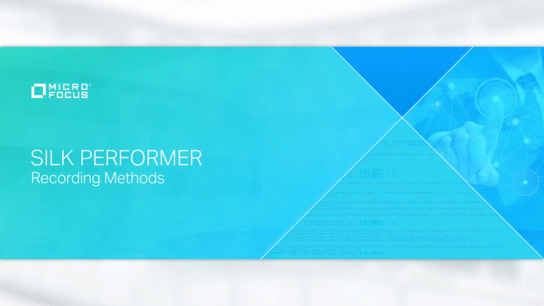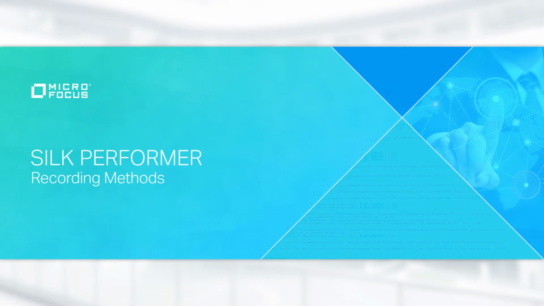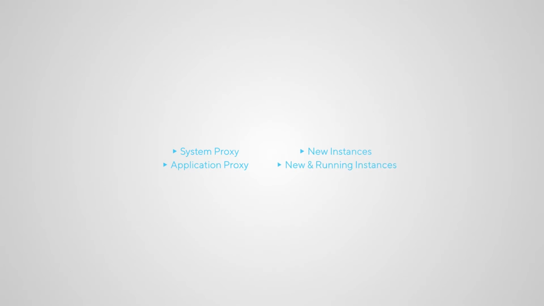In this video, we will introduce you to the recording methods available in Silk Performer. Silk Performer provides 4 methods to record traffic. These can be categorized into 2 basic recording approaches, the proxy approach and the hooking approach.